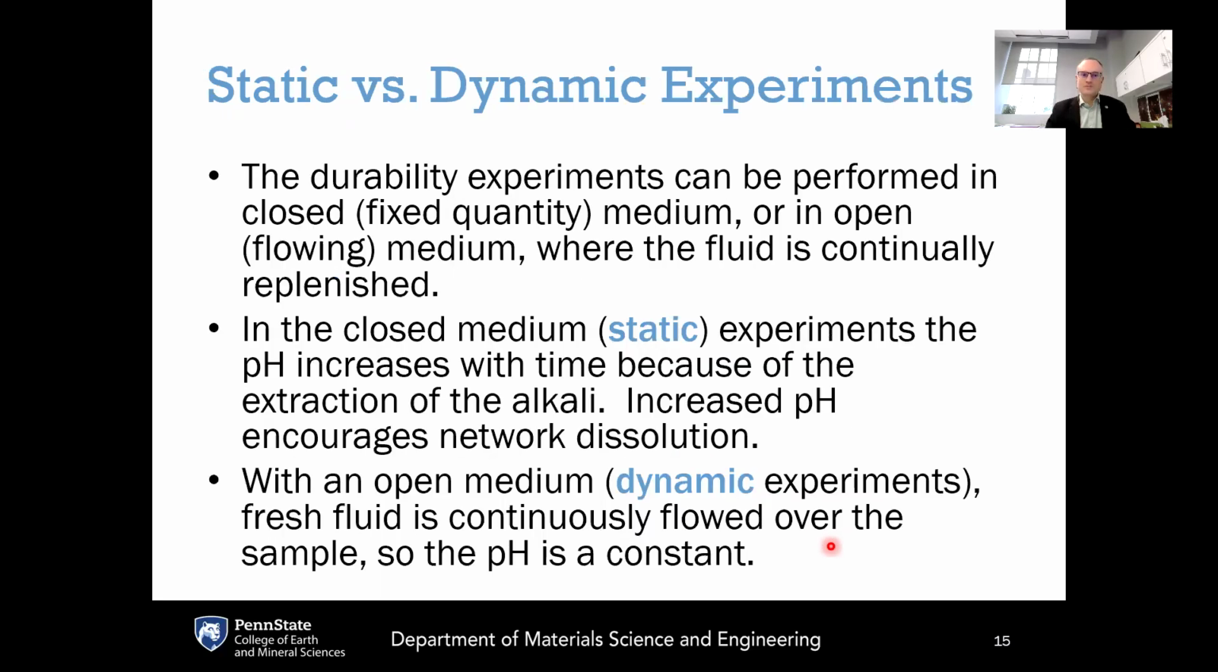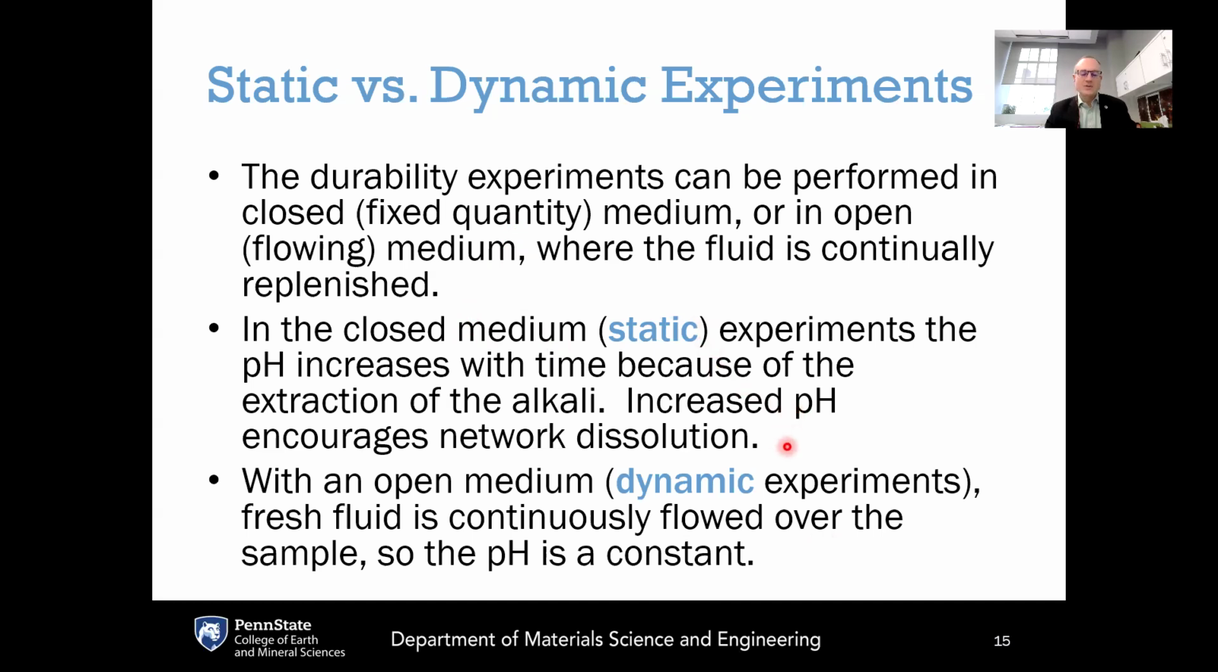Now, as I mentioned, corrosion experiments can be conducted under static conditions or under dynamic conditions. If it is under static conditions, then there is a fixed quantity of the fluid medium. If it is done under dynamic conditions, then the fluid is flowing over or flowing through that medium. So in a closed medium or a static experiment, the pH increases with time because of the extraction of alkalis, and that higher pH encourages dissolution of the network.